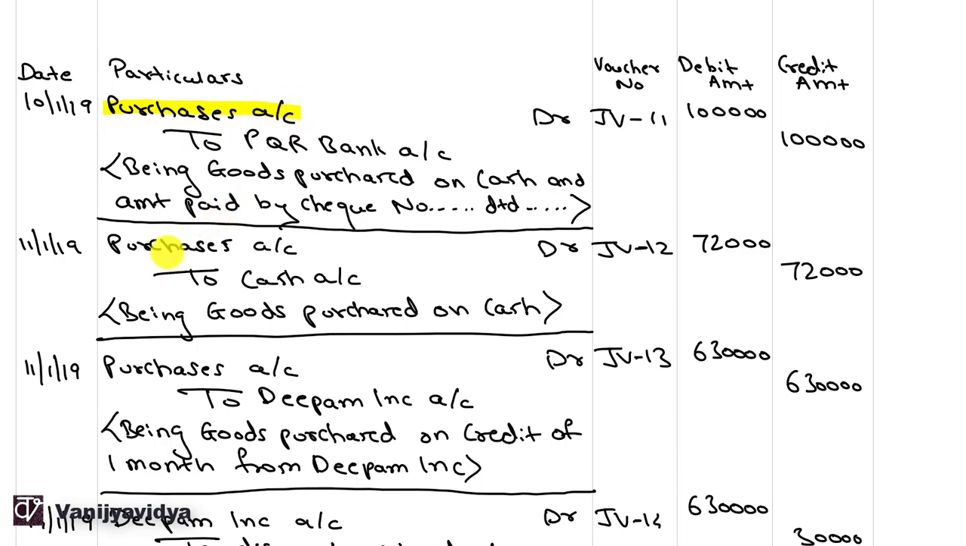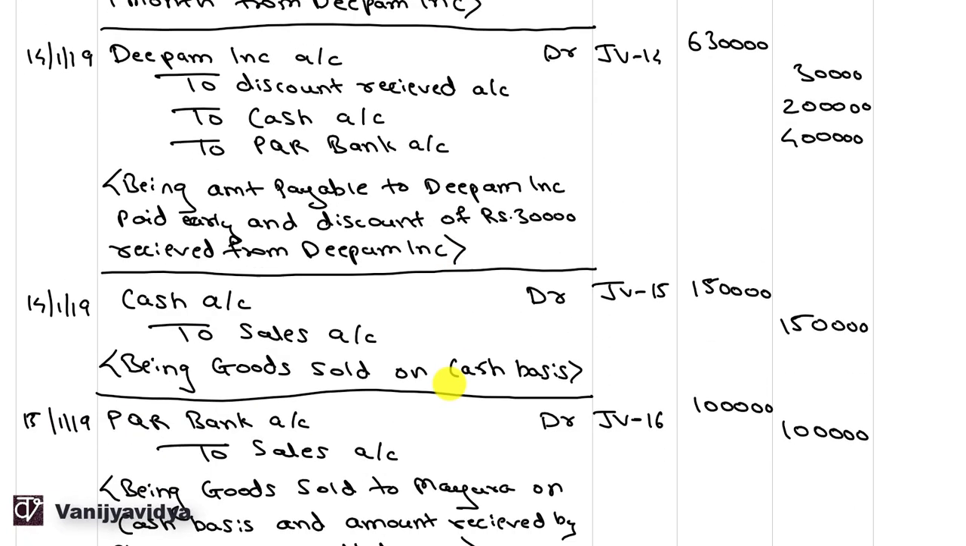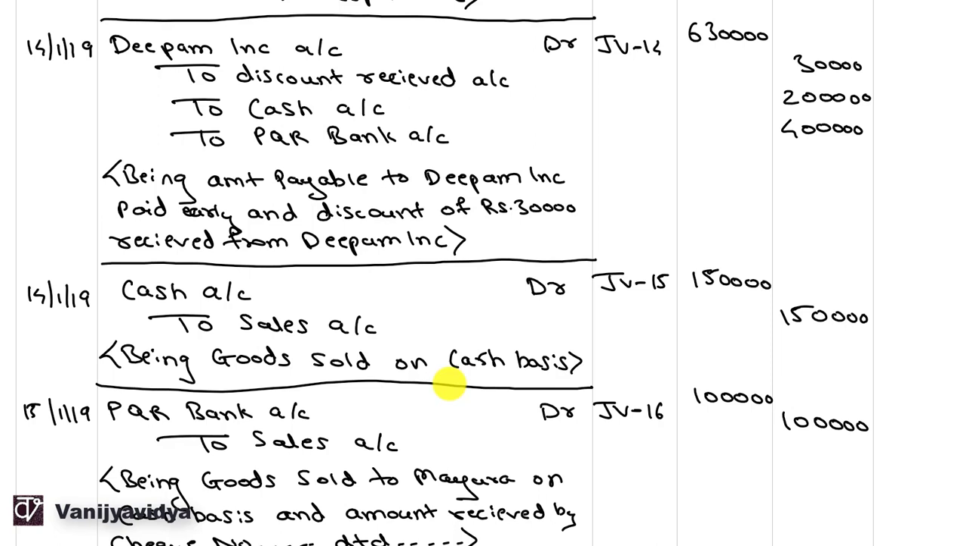Then JV12, purchases account to cash account. We have considered purchases account. JV13, purchases account to Deepa Mink account. So Deepa Mink account is a new account. Next, JV14, Deepa Mink account we already considered. Discount received account, it's a new account. Then cash account, PQR bank account we have already considered.